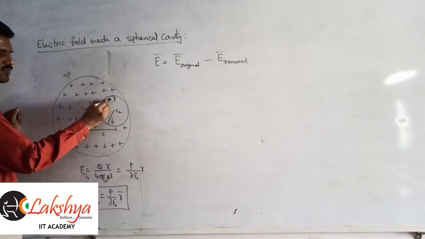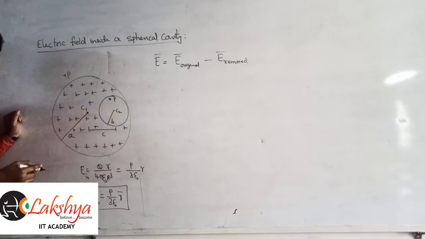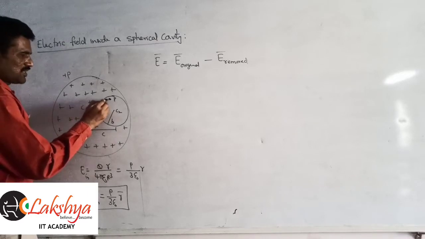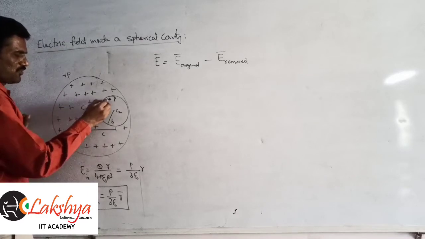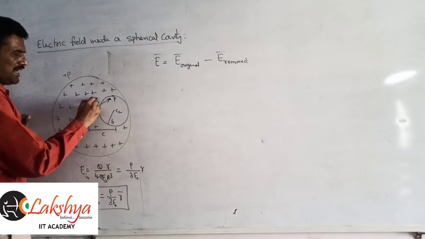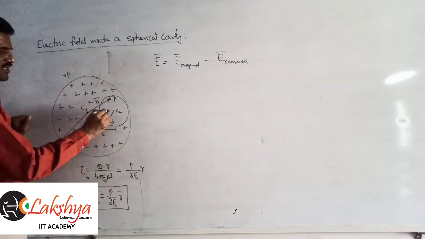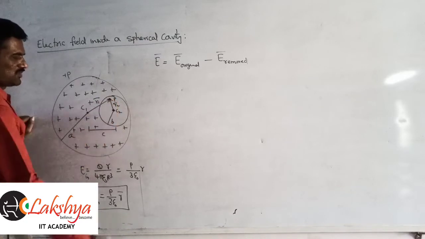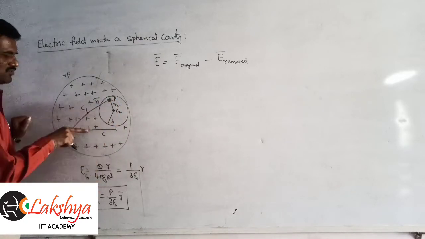At that point, we need to calculate the intensity of electric field. Suppose I am taking the distance of the point from the center of the sphere as r1. So its vector I can take as r1 bar. And similarly from the center c2, it is r2 bar, right? And this c1 c2 vector you can take as c bar. I will explain that later.